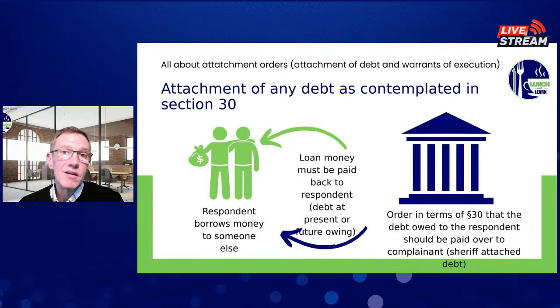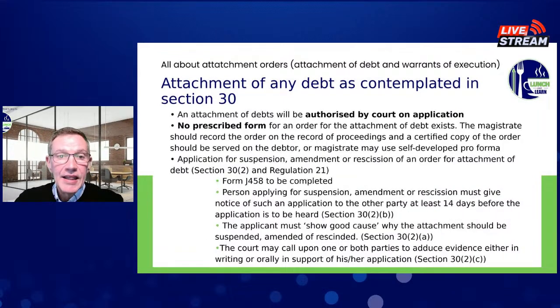And he had to get 1.5 million rand worth of services, that invoice. And we could, in that instance, make use of Section 30 to attach the debt that was owed to him in terms of services that he provided, in order to pay the money over to the complainant. So that is also possible, and that is the situation where one would use that. That is basically the attachment of debts.